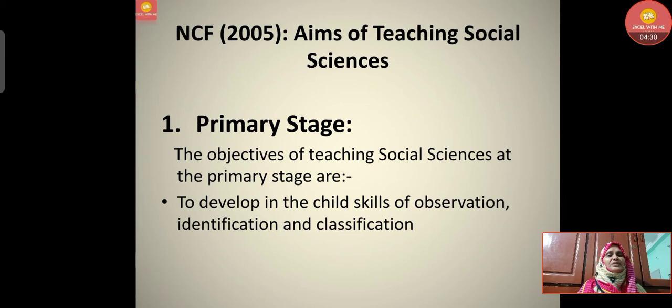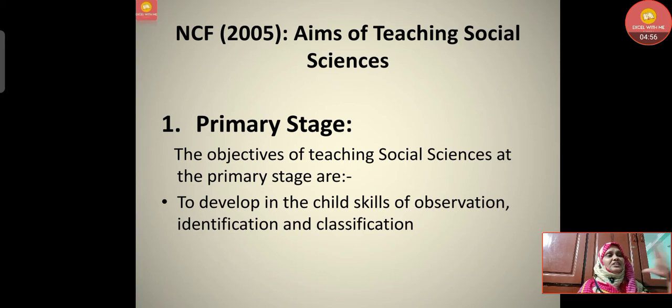So NCF 2005 has given the aims of teaching social sciences: why we are teaching social sciences, and what the things are in different stages. Let's understand. In the primary stage, the objective of teaching social sciences is, first, to develop in the child skills of observation, identification and classification. We already discussed it. Why is social sciences taught?